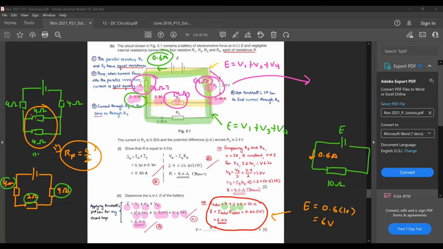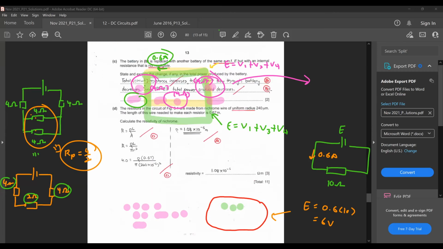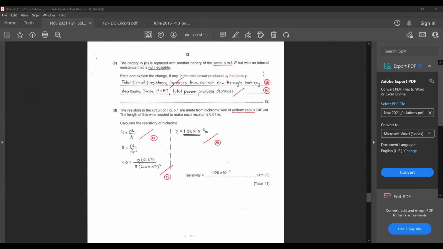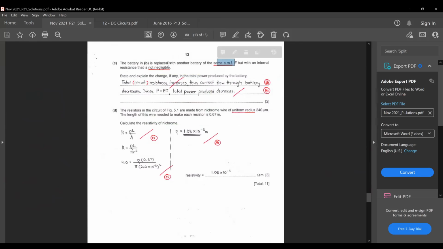So this one is okay. Then we move on to part 3. That one is a state and explain question. For part 3, the battery in B is now replaced with another battery of the same EMF E, but with an internal resistance that is not negligible. So you now have a battery of the same EMF with internal resistance.